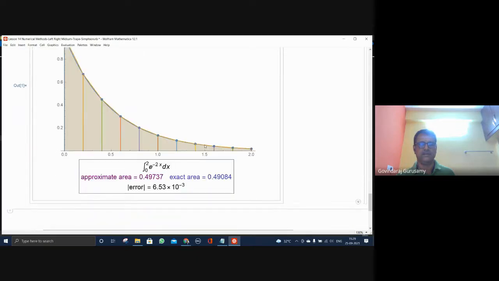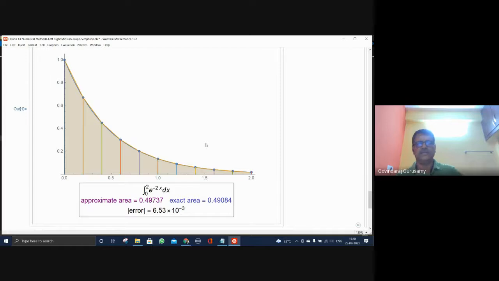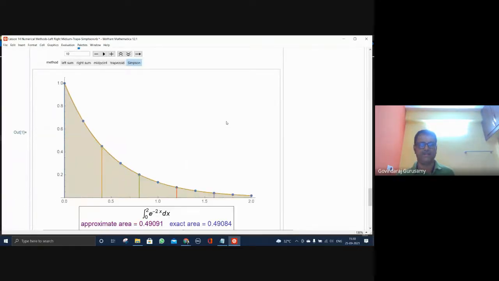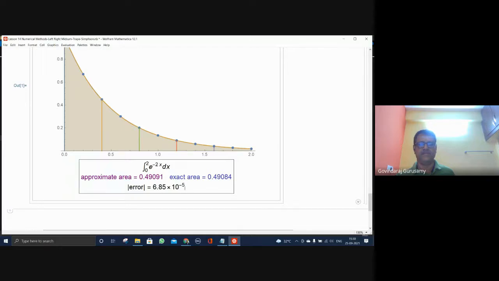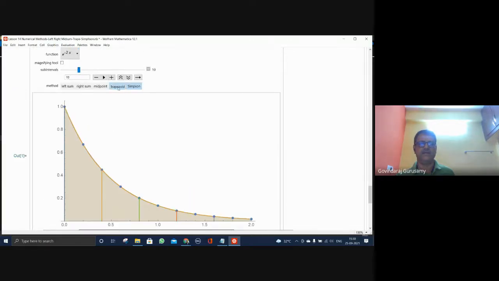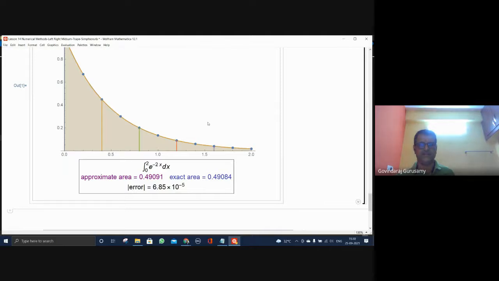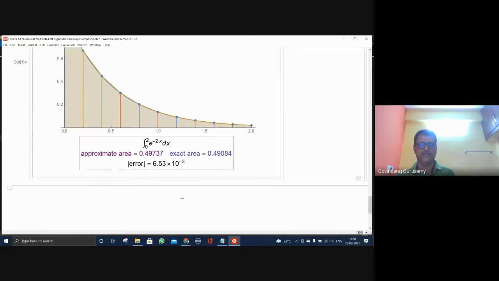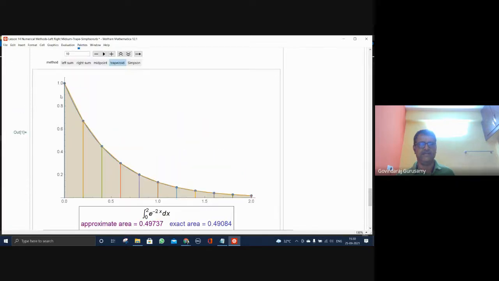Yeah, much better than the previous two methods. And for the Simpson, same thing. Look at this, 6.8 10 to the minus 5. The trapezoidal, it will be whatever, 10 to the minus 3, minus 5, minus 3. These are the differences.